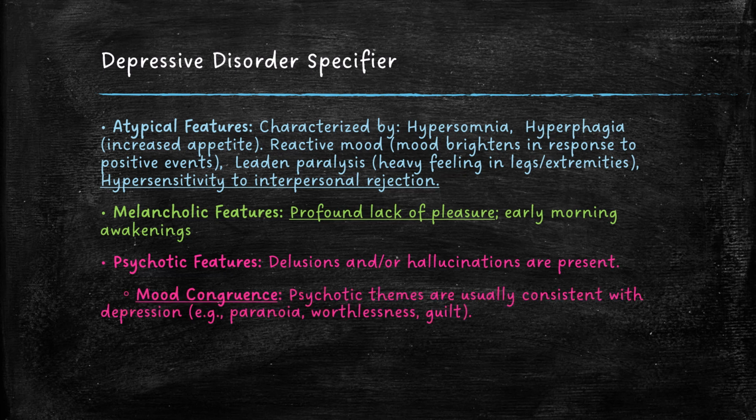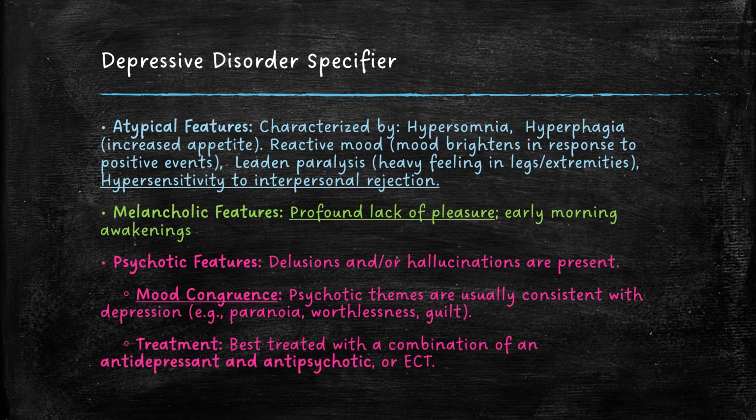Now, these psychotic features tend to be mood congruent. So the psychotic themes are usually consistent with depression, such as paranoia, worthlessness, guilt. The treatment for MDD with psychosis is usually a combination of an antidepressant and an antipsychotic. Sometimes it is also treated with ECT.